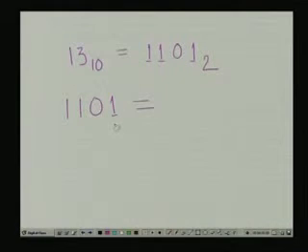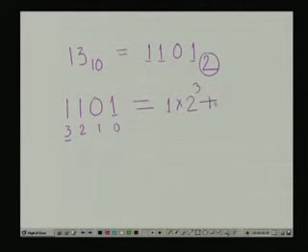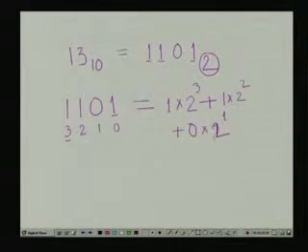See, this is my 0th position, this is my first position, 2 and 3, this is in base 2. So what will be the thing? This 1 into 2 to the power 3, because the place value is 3, then coefficient 1 into 2 to the power 2, then plus 0 into 2 to the power 1, plus 1 into 2 to the power 0.